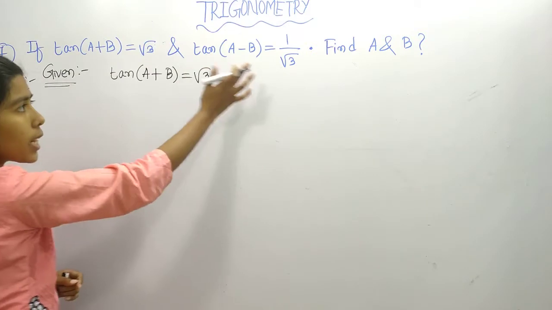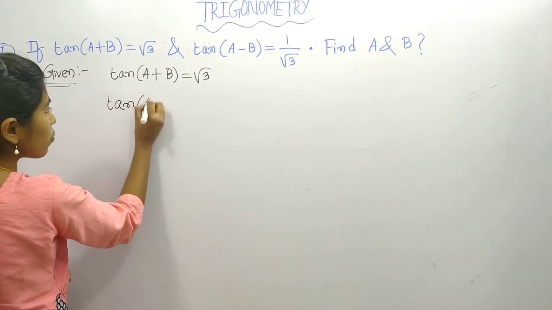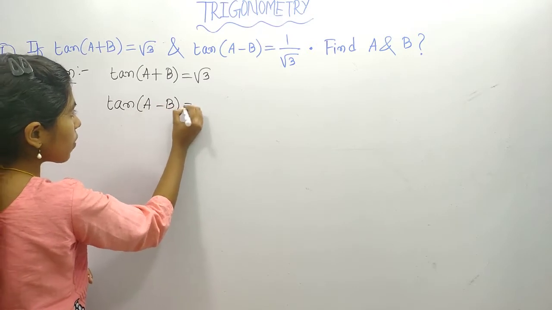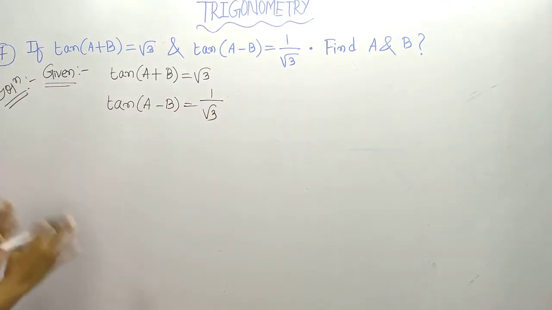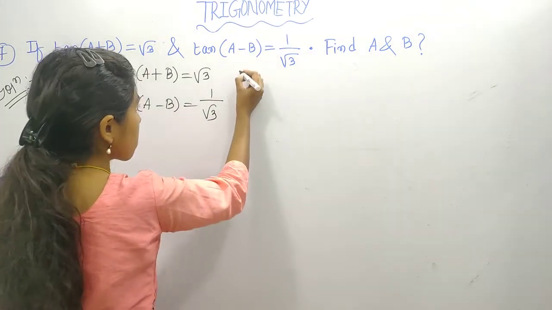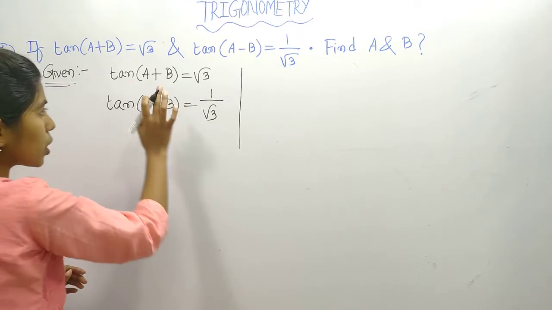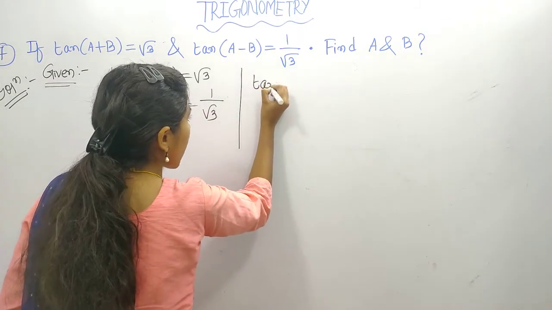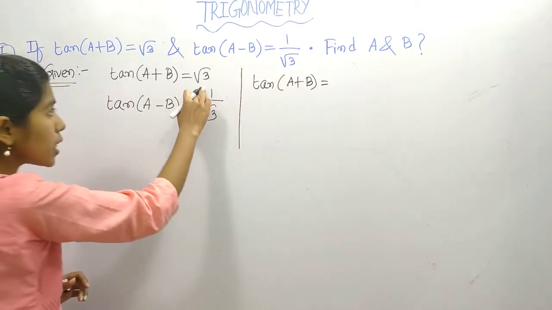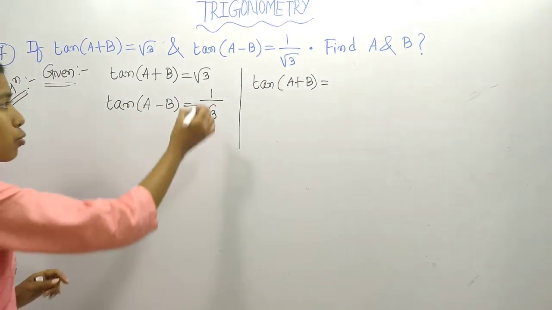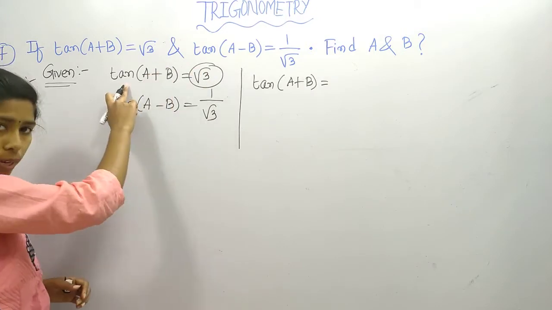Here tan(A - B) equals 1 by root 3. So first we wrote what is given in the question. Now we will see how we will simplify it. Here you see tan(A + B) equals root 3. First we have to write tan(A + B) equals, here root 3 is given, which means it's a value of tan.